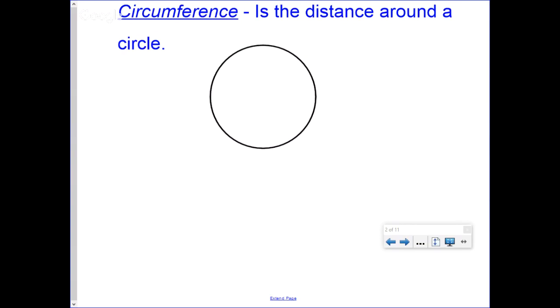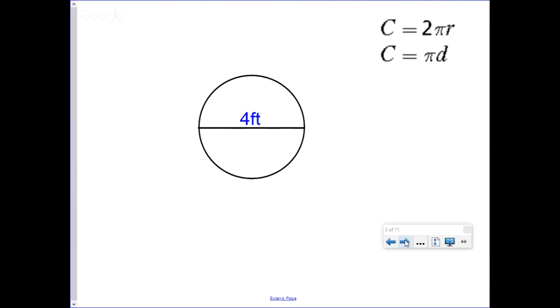It's kind of similar to the perimeter of a rectangle. It's how far it is around the circle, whereas a rectangle's perimeter is the distance around the rectangle. So today we're going to learn how to find the circumference of a circle. And the way we do that is we use two formulas. They're up here at the top in the right-hand corner. Circumference, which is what the C stands for, is equal to 2 times pi times r. Okay, that's one formula. The other formula is circumference is equal to pi times the diameter.